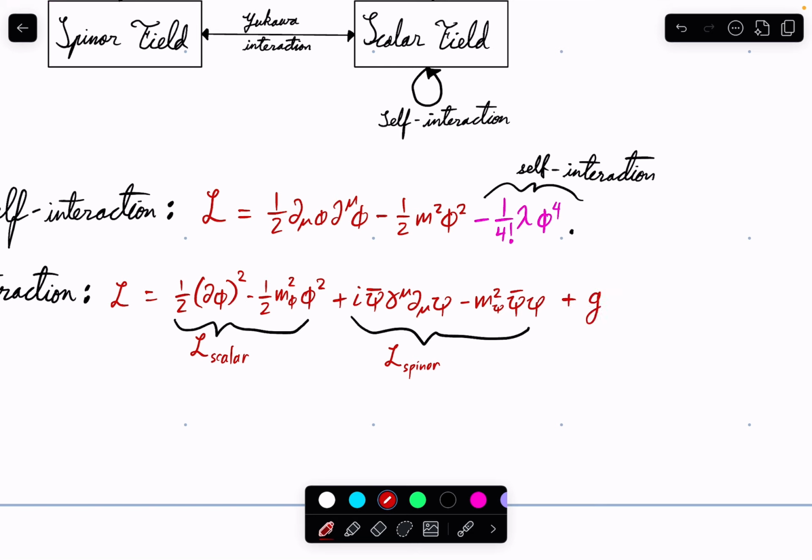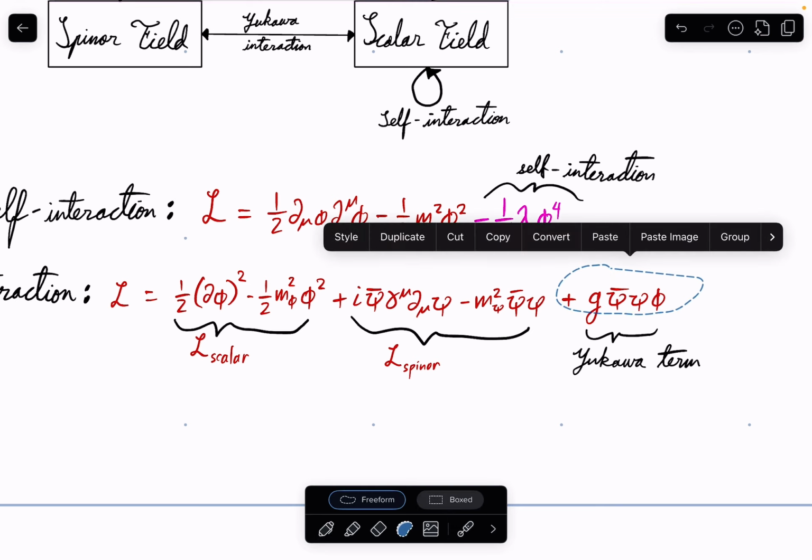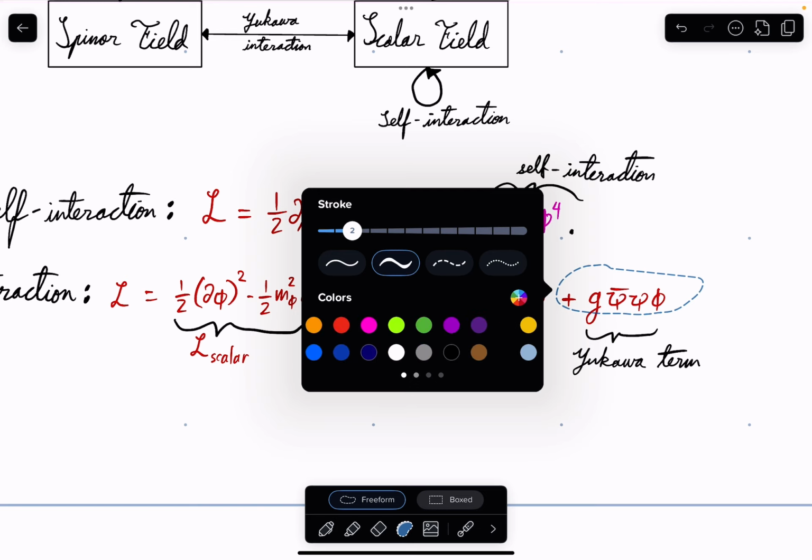G is the coupling strength, and this right here, this is the Yukawa term. This is also something we will see in this video. Let's put this in pink just for consistency.